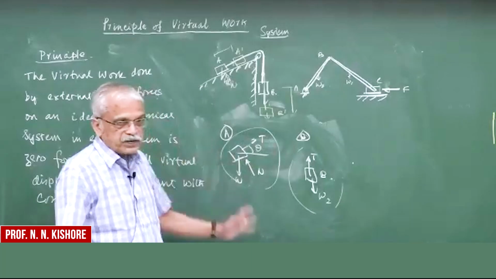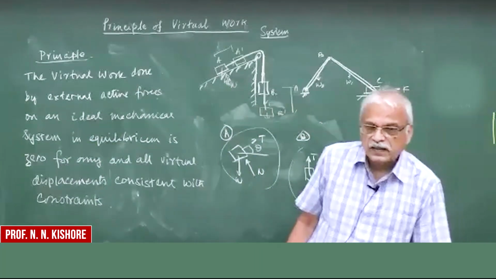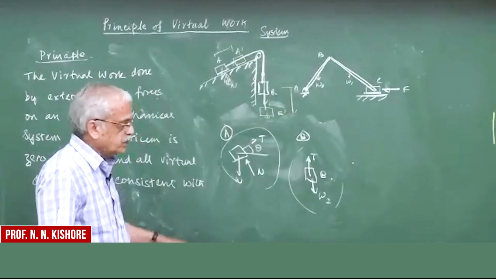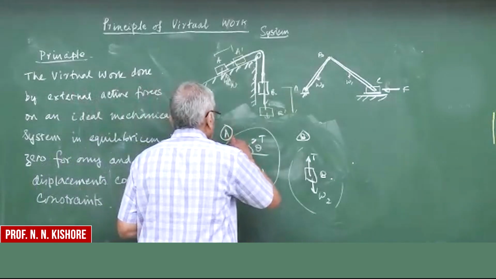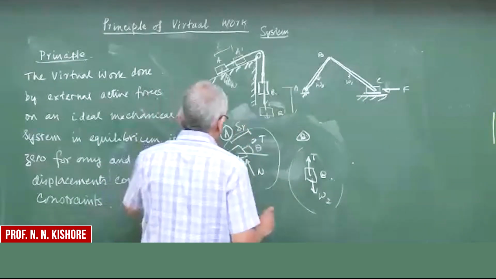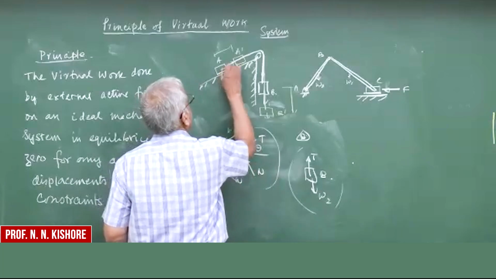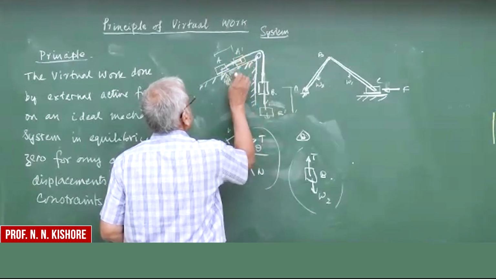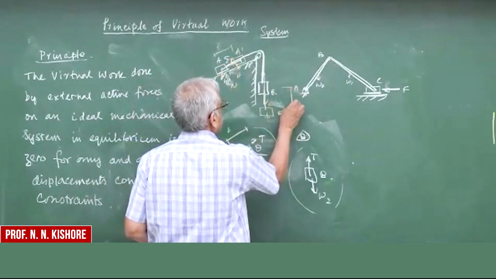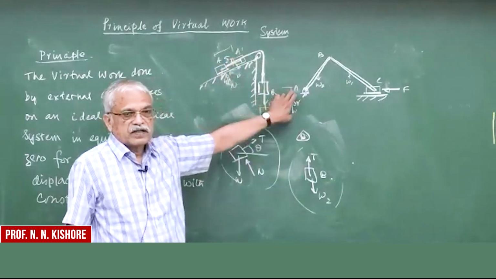So if you apply this virtual work principle, what we can do is that we will move this by a certain displacement delta R. If you move this by a certain displacement here, say delta R, then this also will be moving by the same amount. We know that this is inextensible, so you have the same delta R.